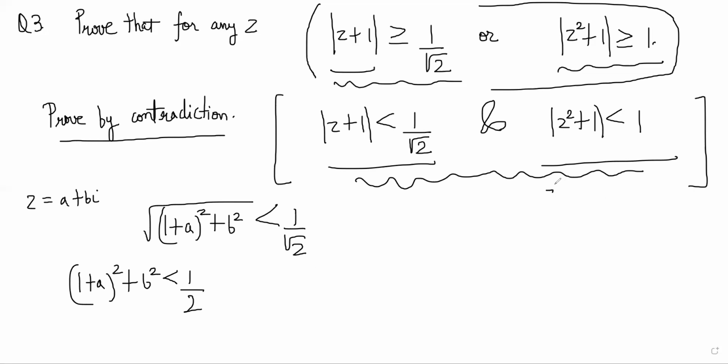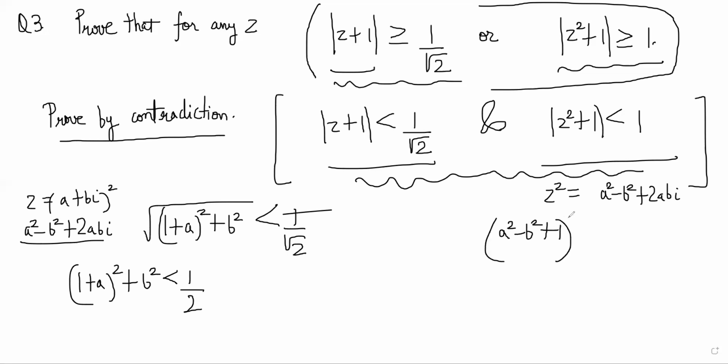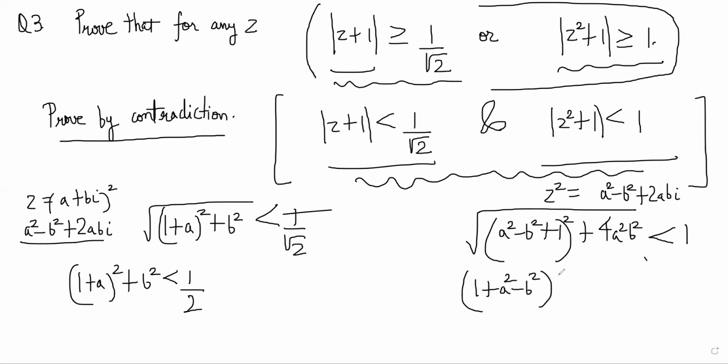And here Z square will be equal to (A plus Bi) whole square, which is equal to A square minus B square plus 2ABi. So Z square is A square minus B square plus 2ABi. Z square plus 1 will be A square minus B square plus 1, whole square plus 4A square B square, under root. This is your mod, and this is less than 1. So you will get (1 plus A square minus B square) whole square plus 4A square B square is less than 1. That is your second inequality.